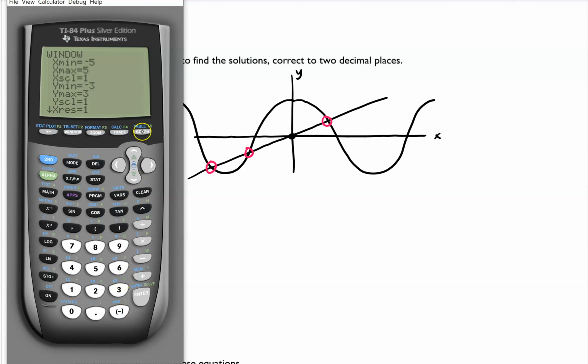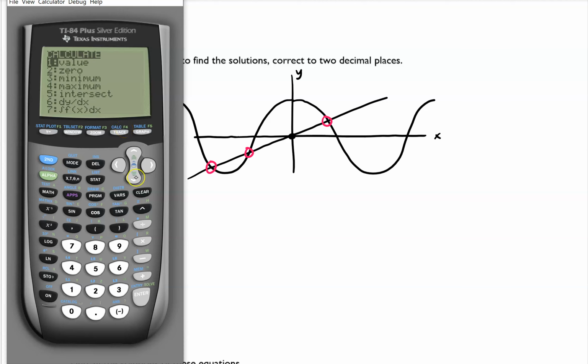Okay, so those are the values that I want to look at within that window, and then I'm going to hit graph in the top right corner. Well, look at that. My graph looks very similar to what the graphing calculator has put on the screen. So now what I want to do is hit second and then calc, which is in the top right corner, the second from the right.